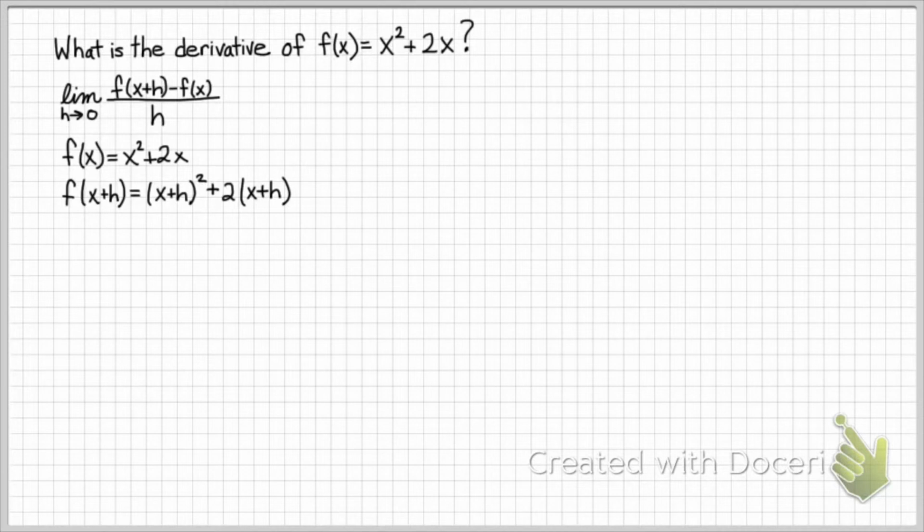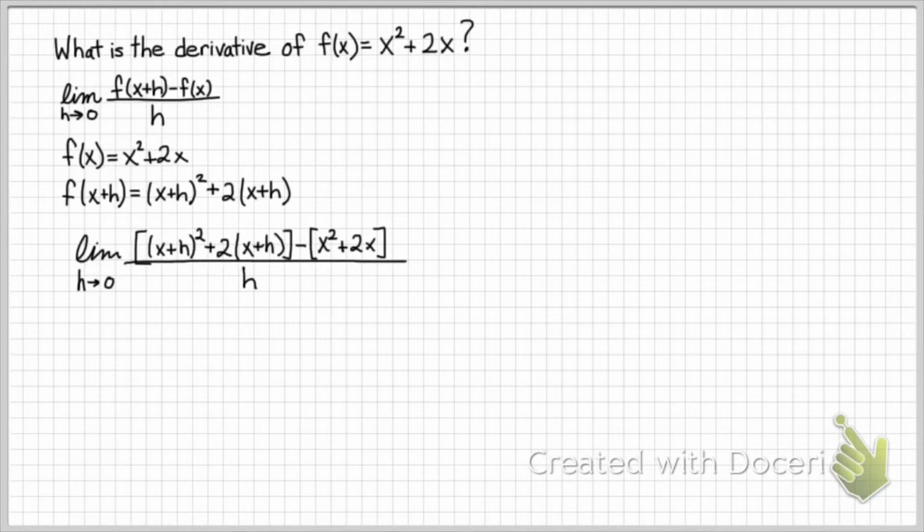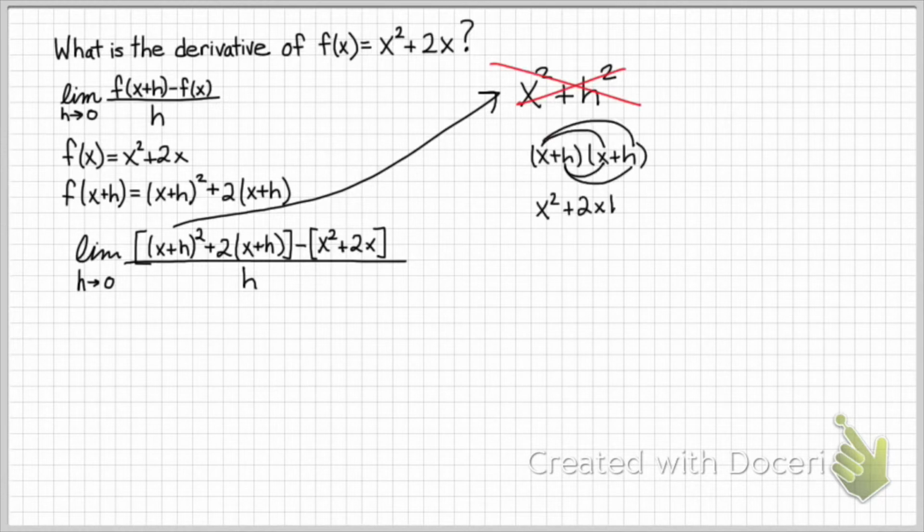So let's go ahead and plug all those things into our formula. I like to use brackets to kind of keep everything together. I think it's a little bit cleaner. Do note something very important about the x plus h there. It is not x squared plus h squared, you do not distribute that square, you have to FOIL. You end up getting x squared plus 2xh plus h squared. If you don't believe me, go ahead and work it out yourself.